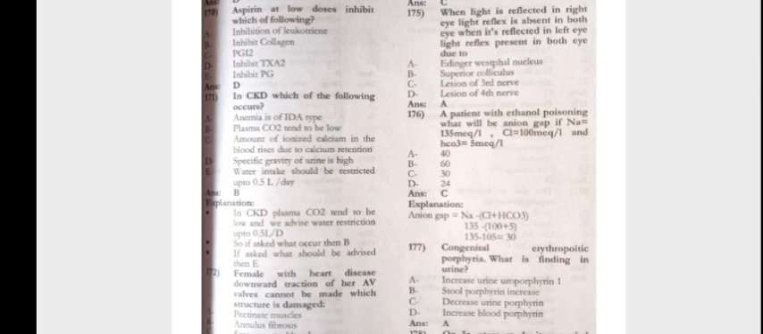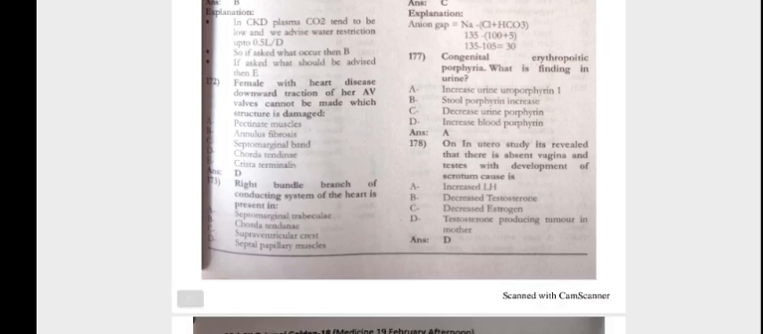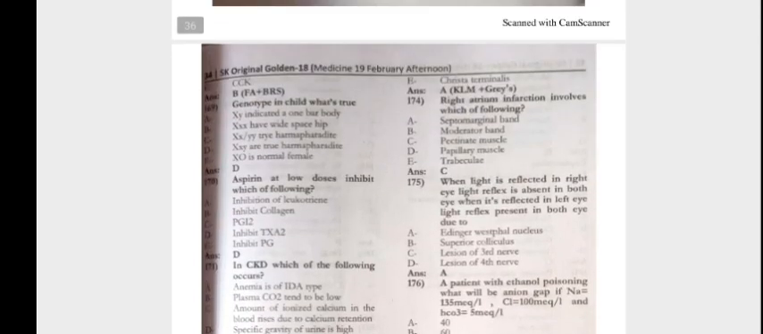Aspirin at the low dose inhibits which of the following? That is inhibit thromboxane A2. In pregnancy, which of the following occurs? Plasma osmolarity tends to be low. Next, in a female with heart disease, downward traction of her AV valves cannot be made. Which structure is damaged? That is the quadrilateral. Right bundle branch of the conducting system of the heart is present in the septomarginal trabecula.